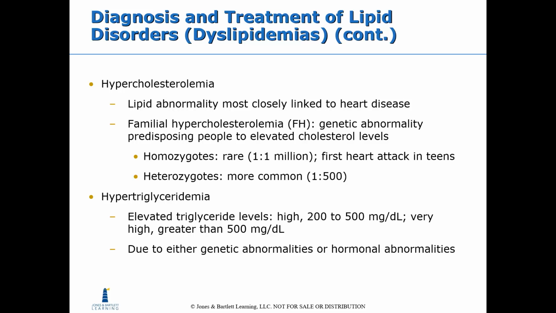Hypertriglyceridemia, elevated triglyceride levels, so high is 200 to 500 mg per deciliter, very high would be greater than 500 mg per deciliter. It's due to either genetic abnormalities or hormonal abnormalities.